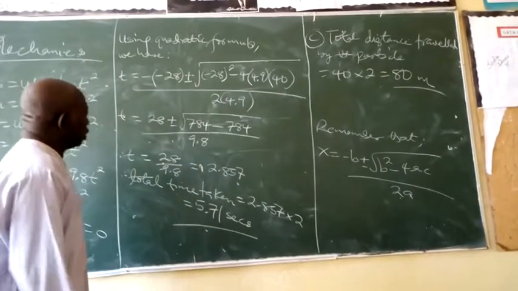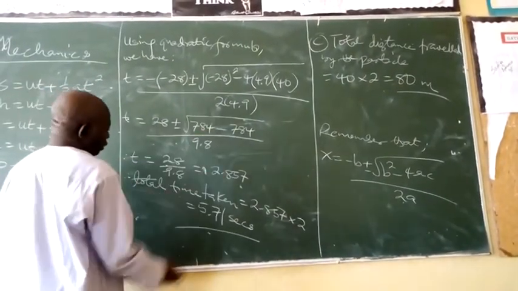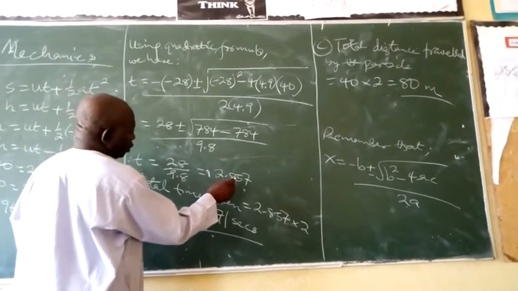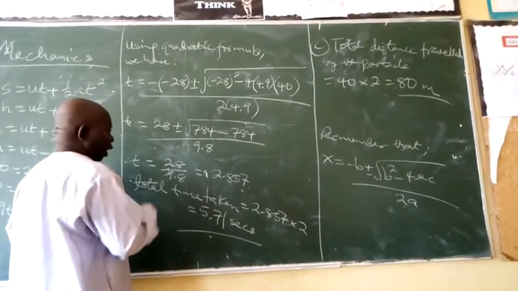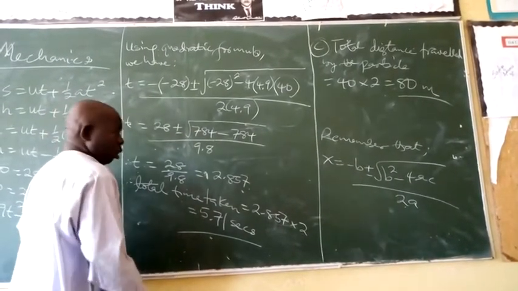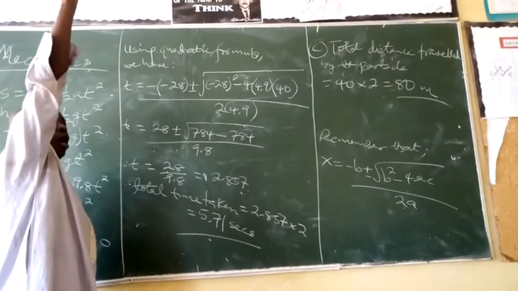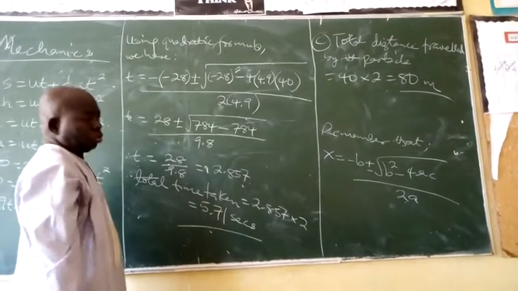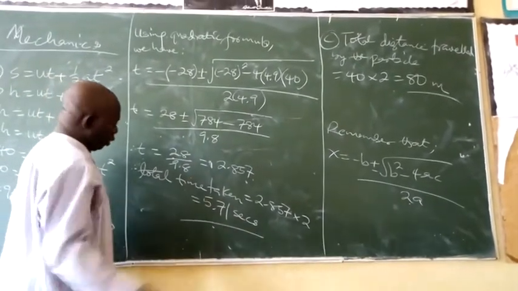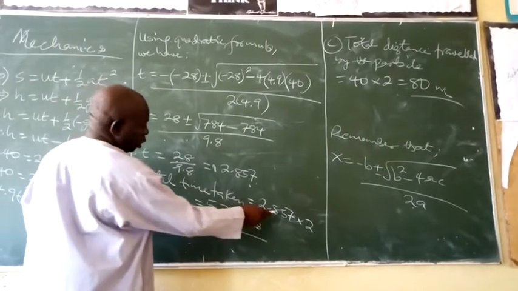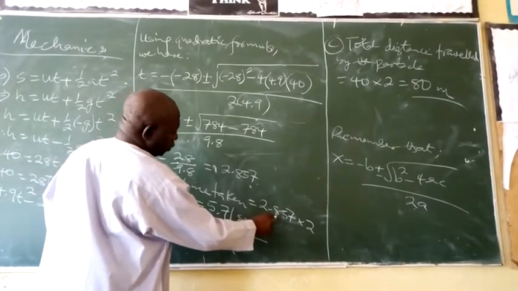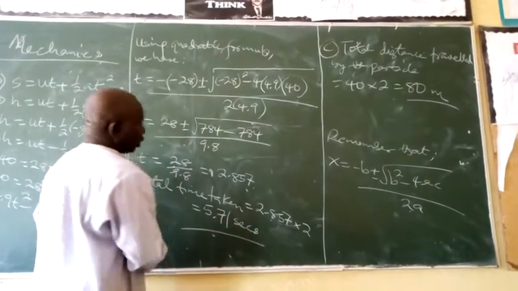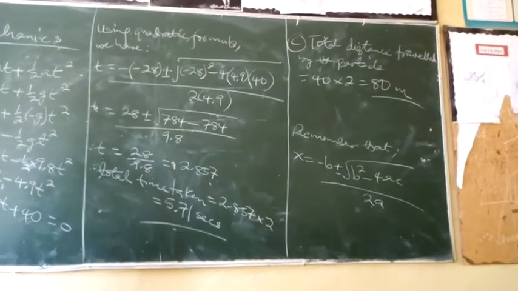So if this is a, this is b, this is c, plug it into this formula, then you get something like this. When you simplify this, you have t equals 28 over 9.8, which is 2.857. Then for the total time, that means to and fro, for the particle to move up and from the highest position go back to the original position O, you multiply by 2. So total time taken is 2.857 times 2, which gives us 5.71 seconds. That is the total time taken.